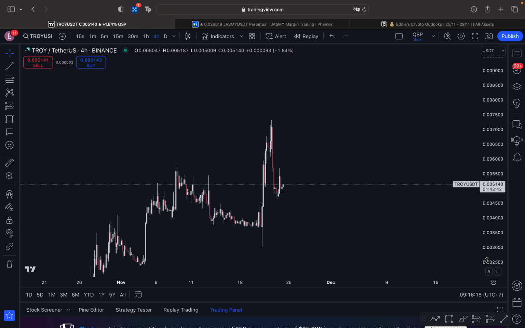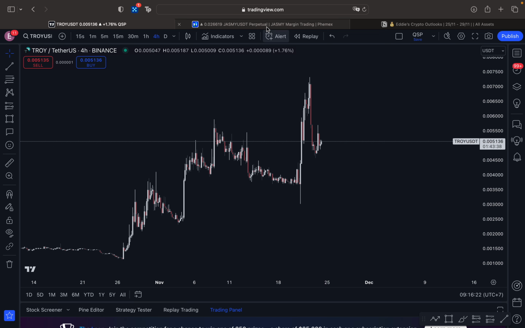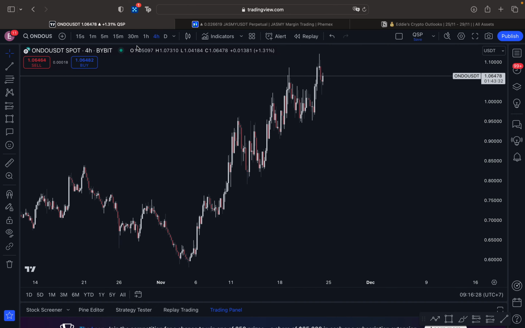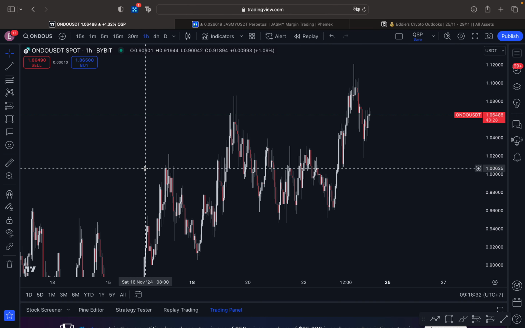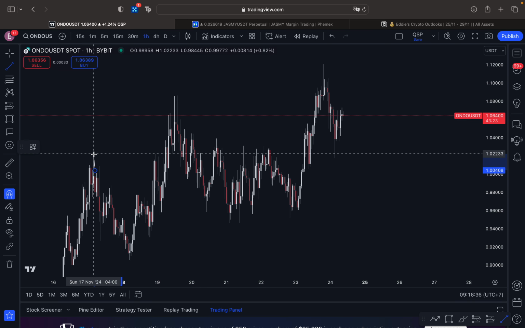Is this bearish? Nah, bro. Nah, forget that. Ondo. This is beautiful. Okay. Beautiful. This is the type of liquid market with crazy volume that I'm eyeing.